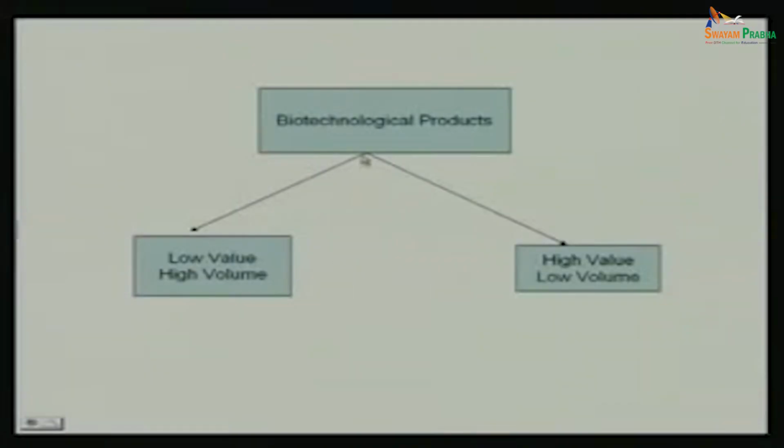Now, if we see the different biological or biotechnological products, they can be distinctly classified into two major groups. One is called the low value high volume product, another is the high value low volume product. Low value, high volume means the volume of this particular product we are manufacturing is in huge quantity.